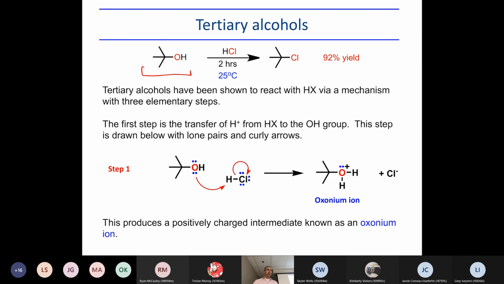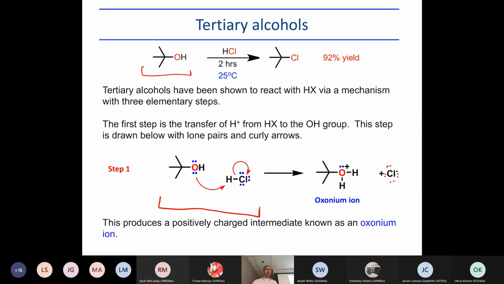We have a strong acid and we have an alcohol. The first step is going to be a proton transfer, just the same first step you would have if it was sulfuric acid. So it looks like this. You have your alcohol, picks up H plus from HCl. The HCl bond breaks, the pair of electrons goes to the chlorine to make chloride. Chloride has 4 lone pairs around it. And you make an oxonium ion.